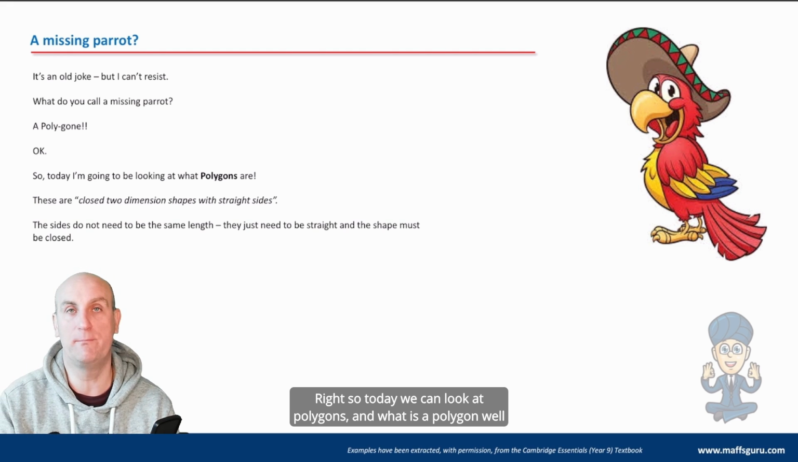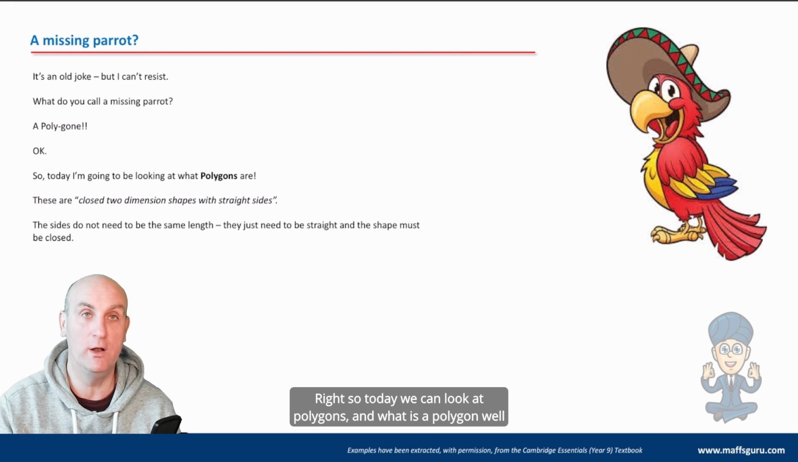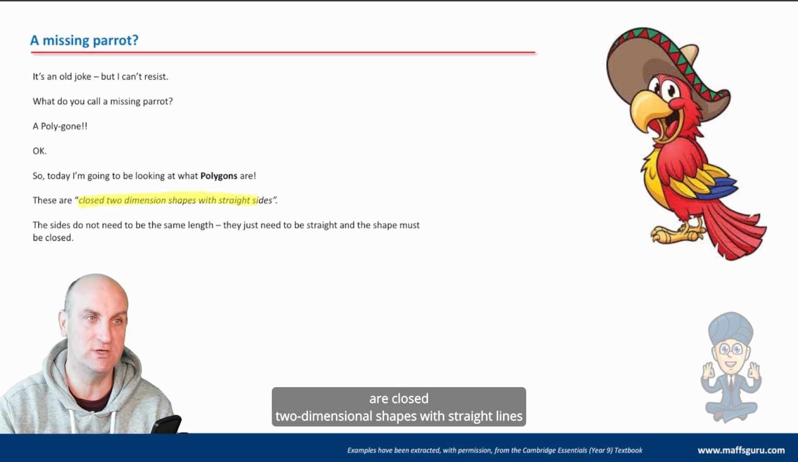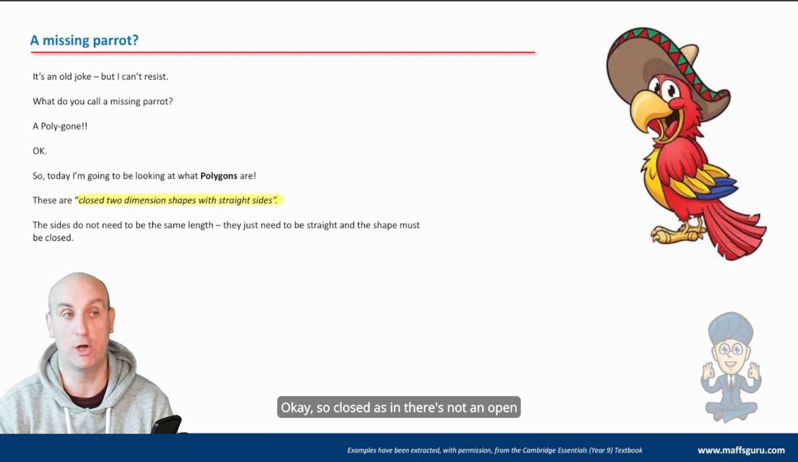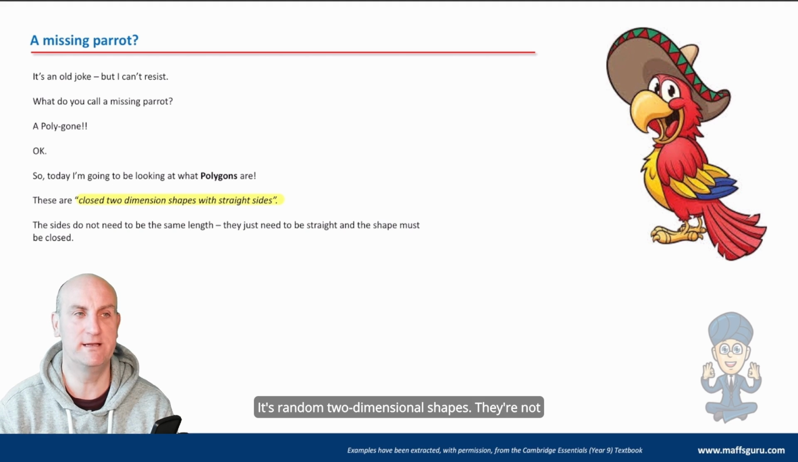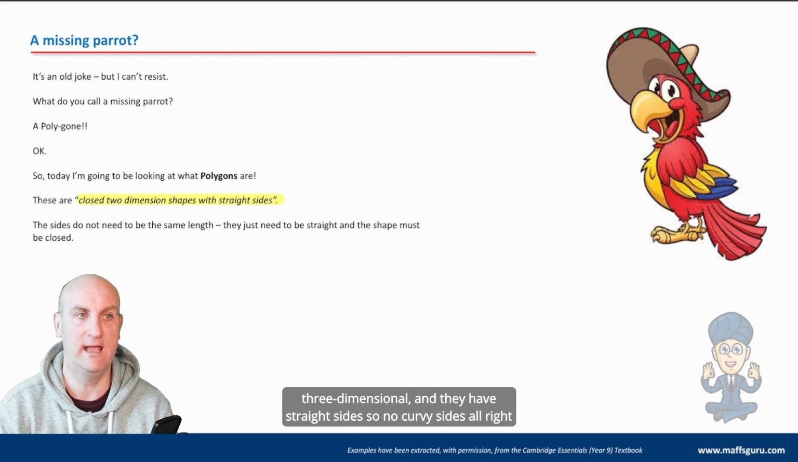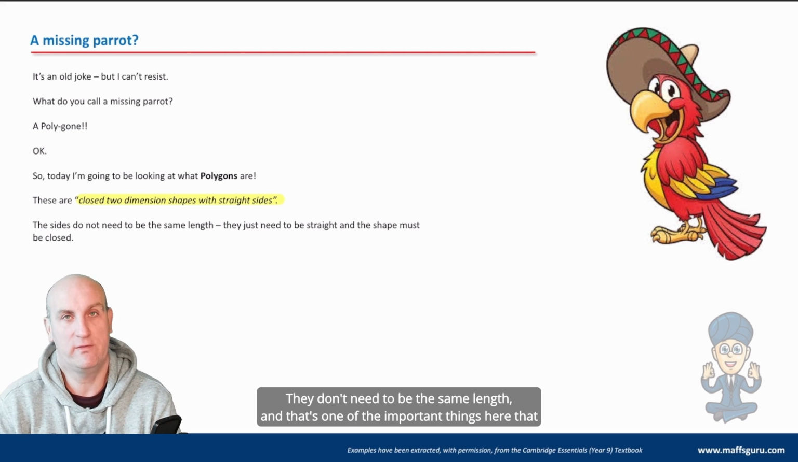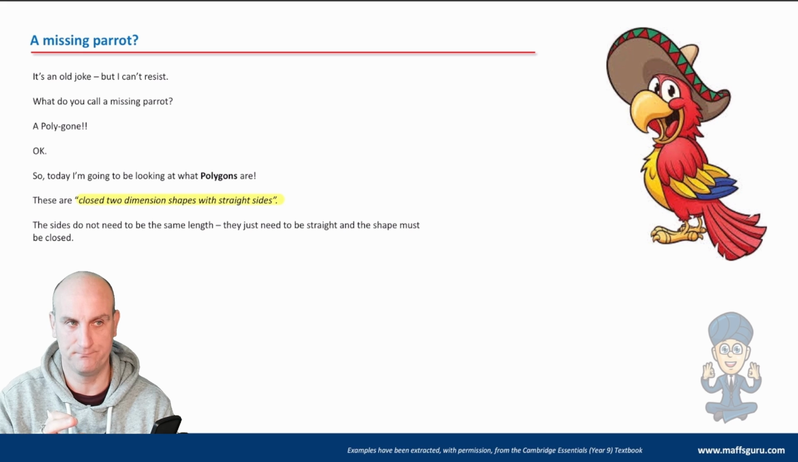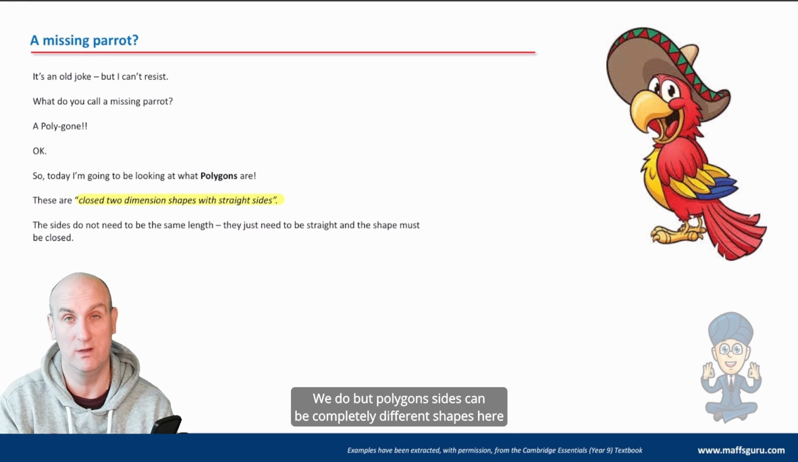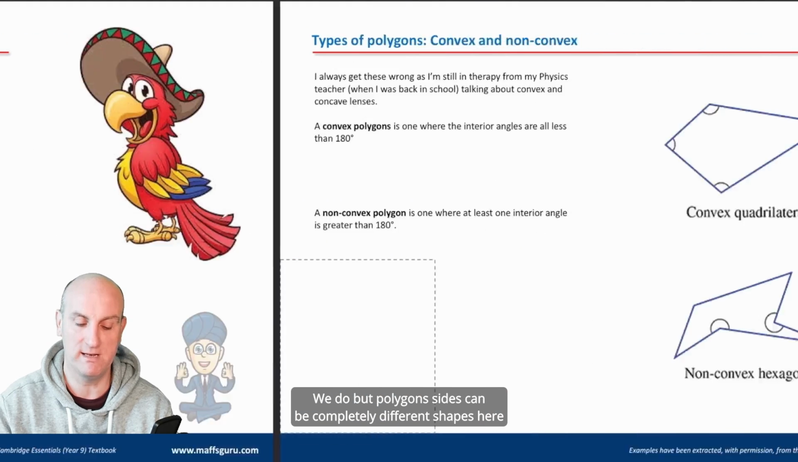Right, so today we're going to look at polygons. And what is a polygon? Well, I looked it up in a dictionary, and it said they are closed, 2-dimensional shapes with straight lines. Okay, so closed, as in there's not an open. 2-dimensional shapes, they're not 3-dimensional, and they have straight sides, so no curvy sides, all right? They don't need to be the same length, and that's one of the important things here, that polygons do not have to have the sides the same length. Regular polygons, we do, but polygons, the sides can be completely different shapes.